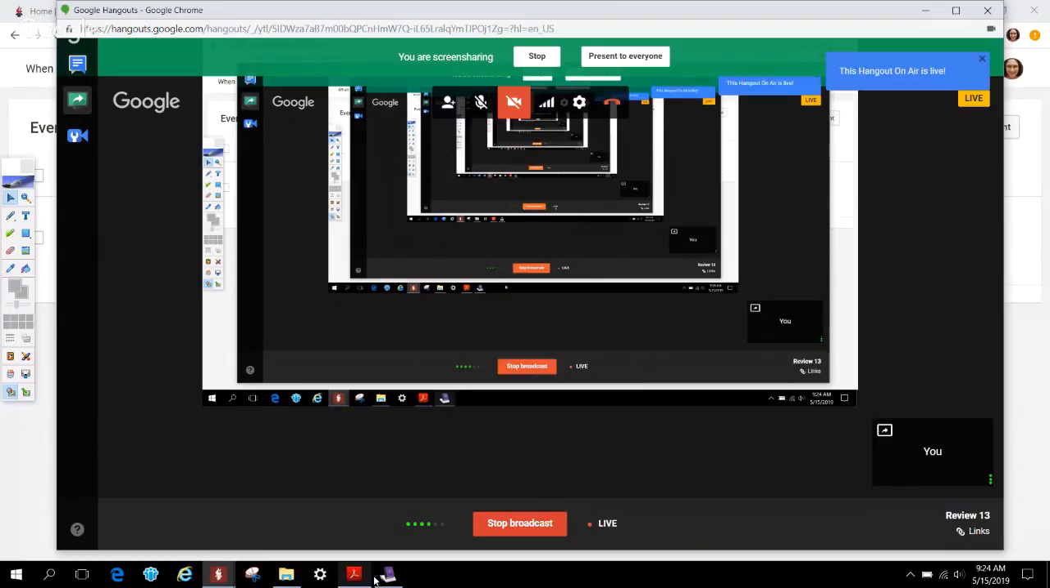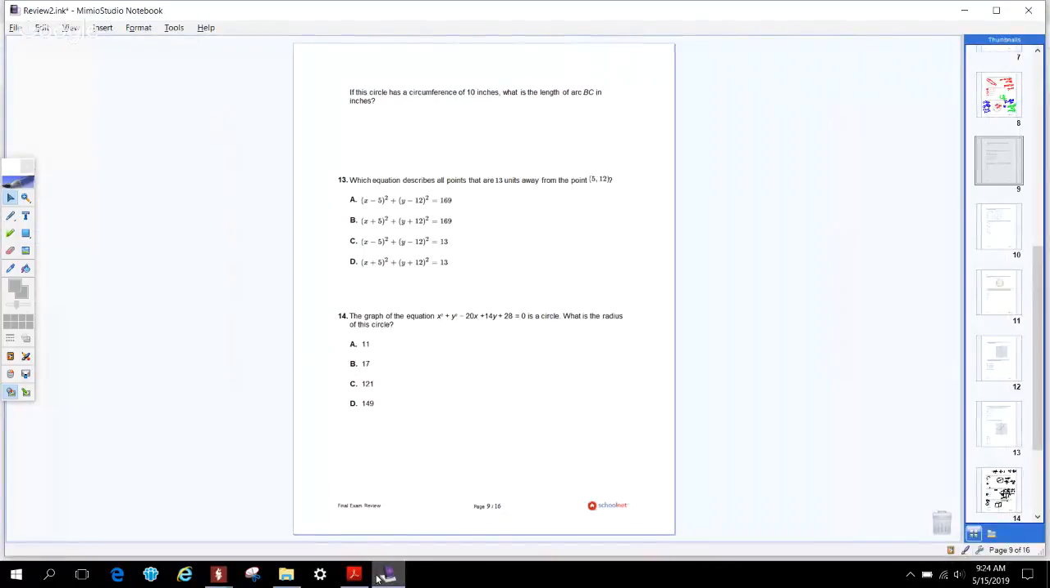All right, we're going to start off with question 13. We're here with second period. Question number 13. Which equation describes all the points that are 13 units away from the point (5, 12)?